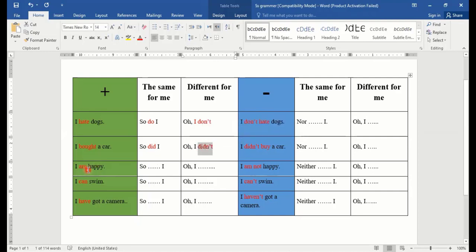"I am happy." "So am I." Yes, because we have "am," the verb to be. We use the same verb to be. We don't change it, okay? But when we have a verb, we change it. So here we say, "So am I." "Oh, I'm not." Yeah, very good.